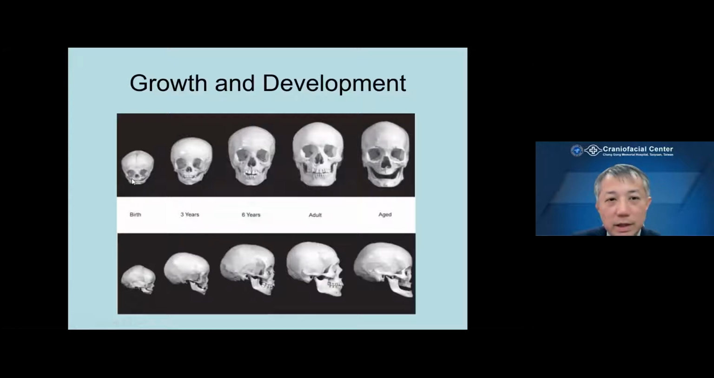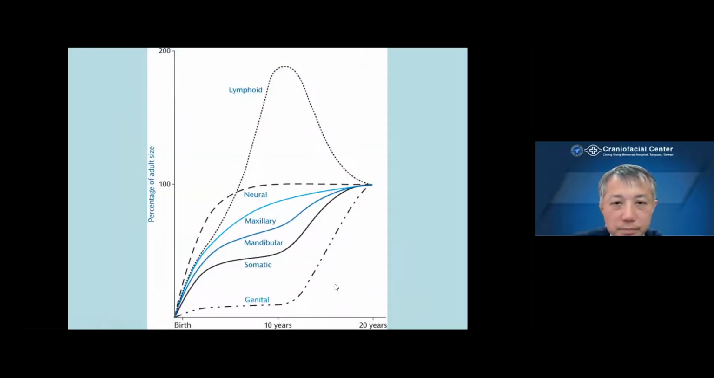And after that, we can see the growth of the child till adulthood or old age. We can see from the lateral view that in the early age of our growth, the face is relatively convex, and then when people grow into adults, the facial profile becomes more straight. And there are different periods of time for maxillary and mandibular growth. Usually the maxillary will complete before 12, and then the mandibular follows until the end of puberty.